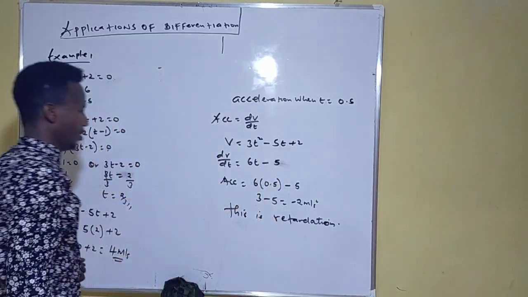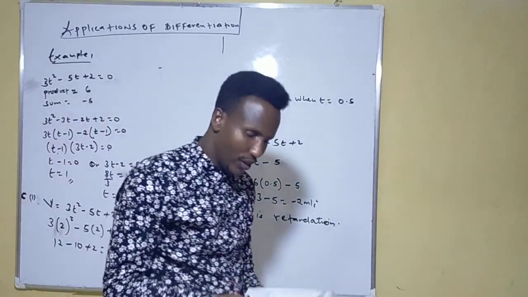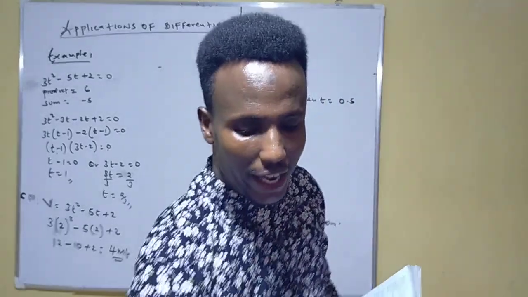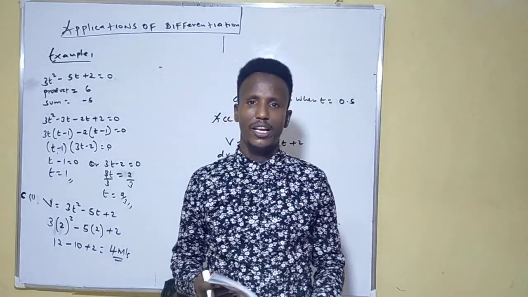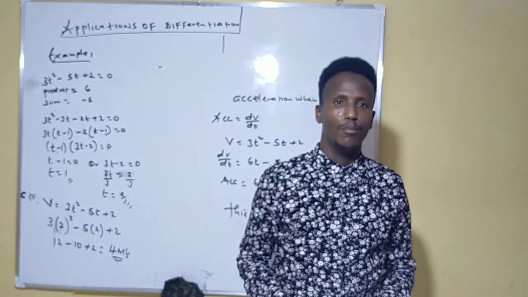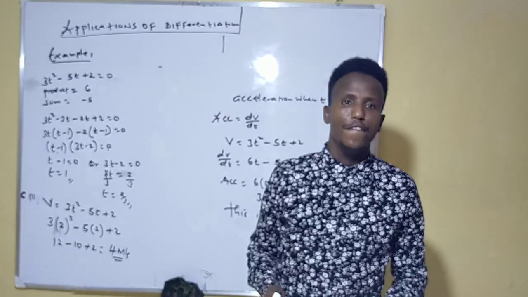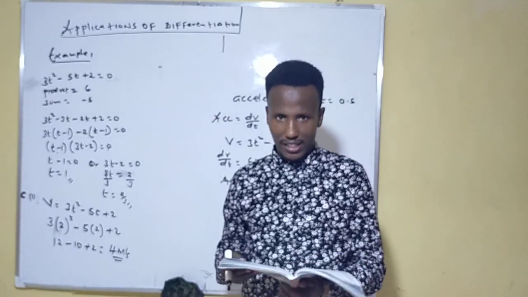This is retardation. Very easy, by the way. This is very easy, my brothers and sisters. So we will go ahead and see one more example for your information, so that you understand this better. This is very easy, as you can see. So make sure you understand this, guys.